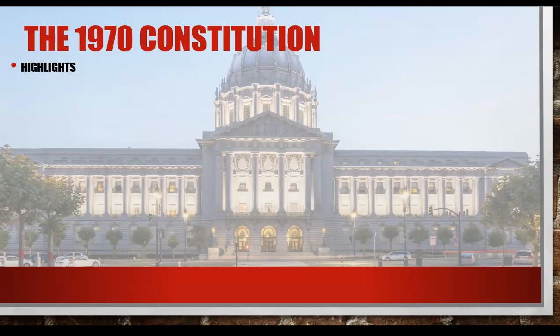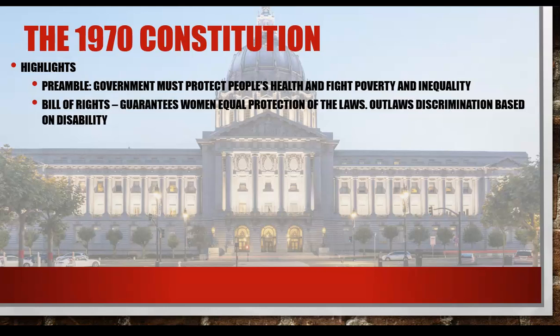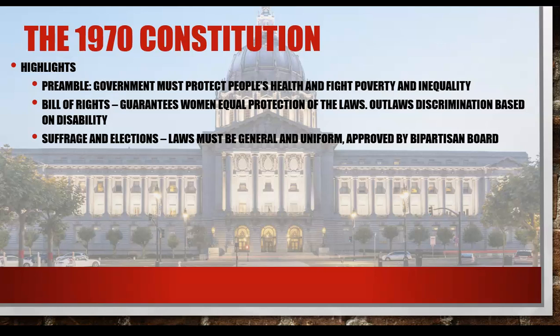So let's talk about that Constitution, the 1970 Illinois Constitution. Some highlights. In our preamble, it states that the government has to protect people's health and work to fight poverty and fight inequality. We have a Bill of Rights in the 1970 Constitution. This guarantees things like women get equal protection of the laws. It outlaws discrimination based on disability, and so on and so forth. We'll talk more in detail about that later on.